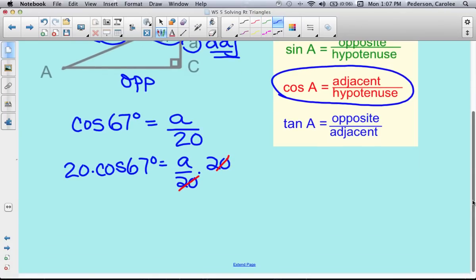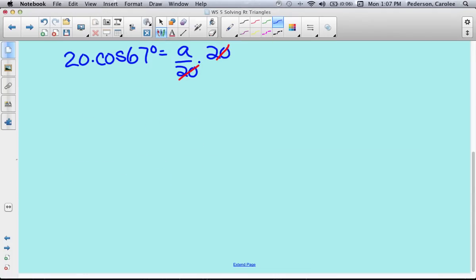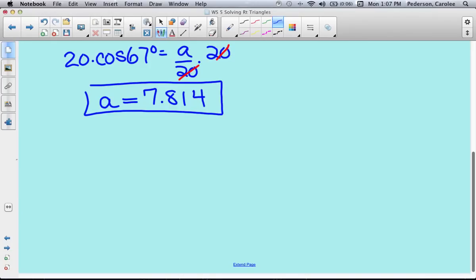Now we need to use our calculator. We want to evaluate what is the cosine of 67 degrees. So put 67 in your calculator, and you get 0.39073. Then multiply it by 20. And you get A to equal 7.814. That's how long that side of the triangle is.